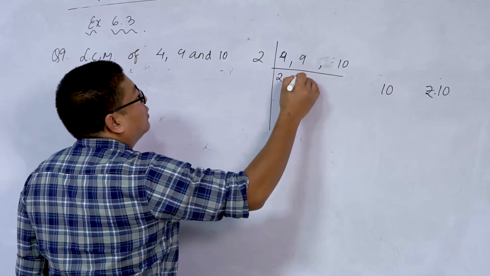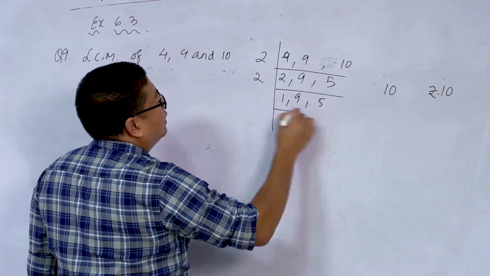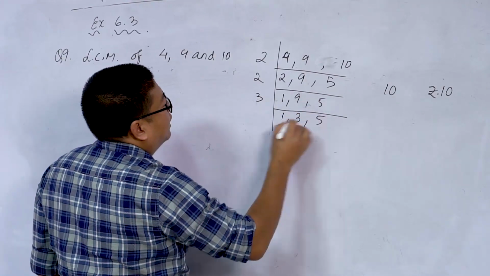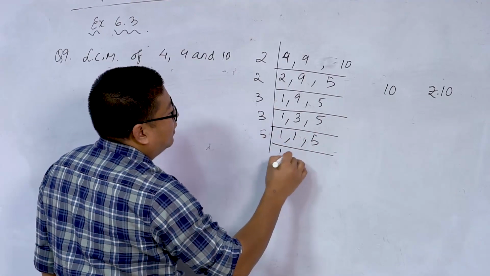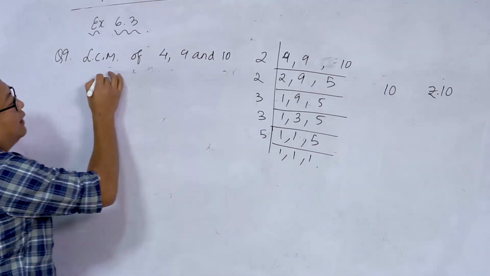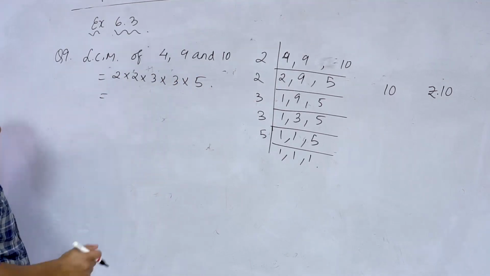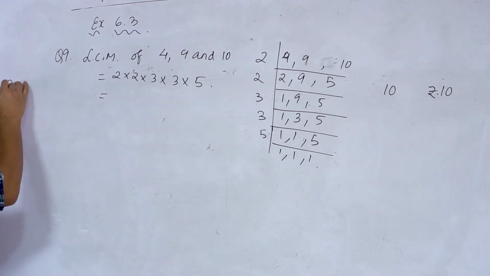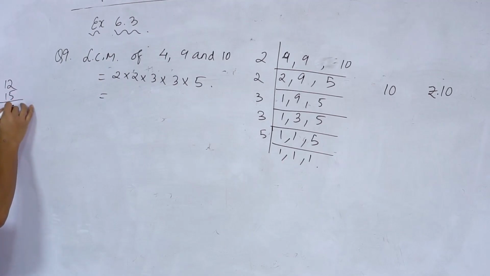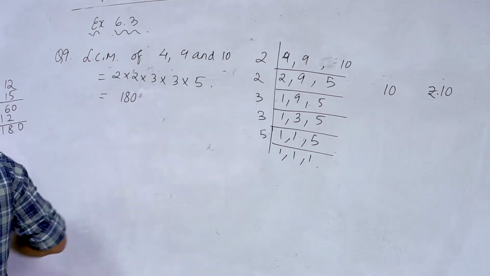So 2, 2 are 4; 2, 5 are 10; 9 and 5 cannot be divided by 2. Then 3, 3 are 9; 5 cannot be divided. So again 5, 1. We have the LCM as 2 into 2 into 3 into 3 into 5. So 2 into 2 is 4, 4 into 3 is 12, 12 into 3 is 36, 36 into 5, so we're getting 180.